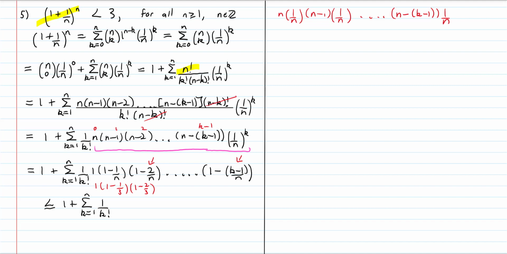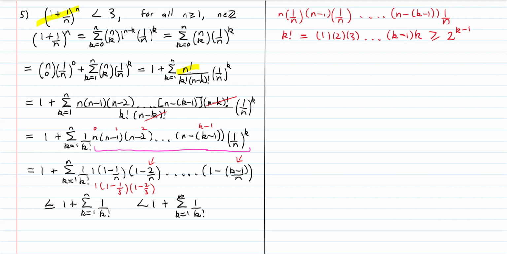So that means then this is going to be less than 1 plus the sum from k equals 1 to infinity of 1 over k factorial. So this next step is a little bit trickier to see. So let's just write out k factorial is equal to 1 times 2 times 3 up to (k minus 1) times k. And that is actually going to be greater than or equal to 2 to the power of (k minus 1). So let's just see why this is true.